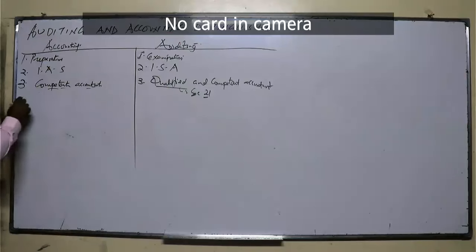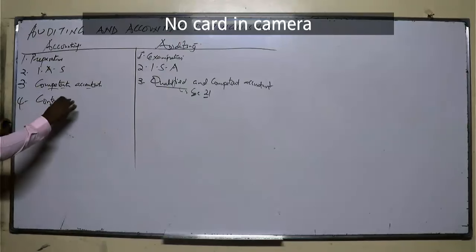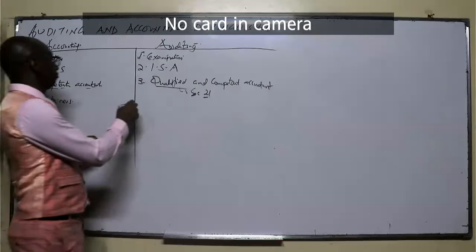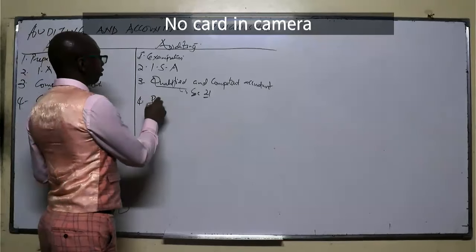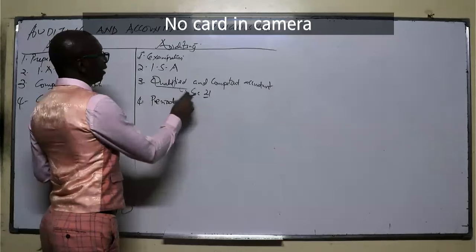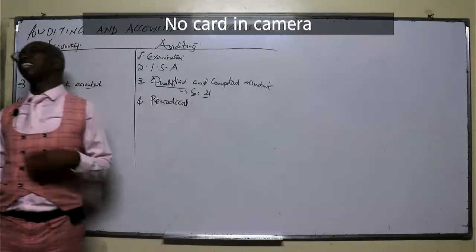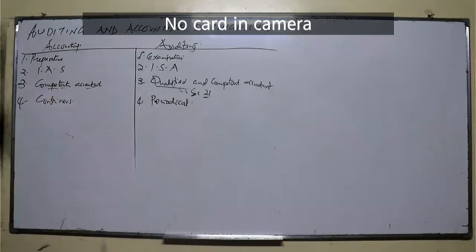All right, number four, this is a continuous exercise. Here it is periodical. Periodical meaning it may be an interim audit, it may be a final audit, sometimes even continuous audits, but planned in a way that it will not interfere with the normal earning of an organization.